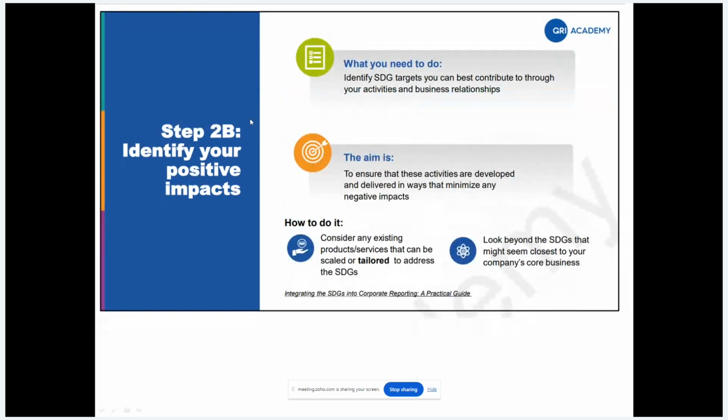And same way for positive impacts, what you need to do: identify SDG targets you can best contribute to through your activities and business relations. The aim is to ensure that these activities are developed and delivered in ways that minimize any negative impacts. So how to do it? Consider any existing product services that can be scaled or tailored to address the SDGs, and look beyond the SDGs that might seem closest to your company's core business.